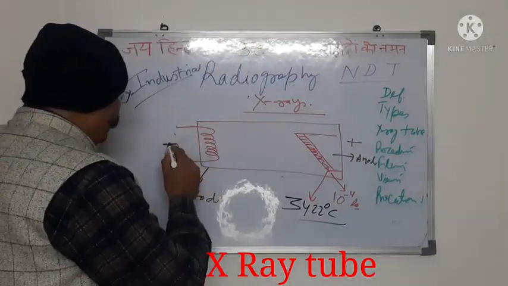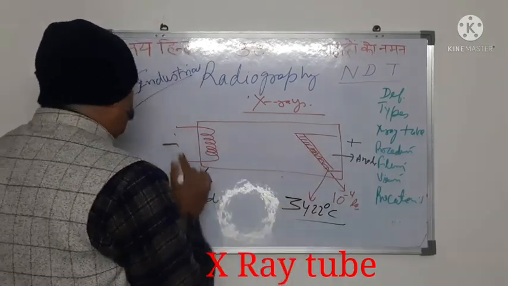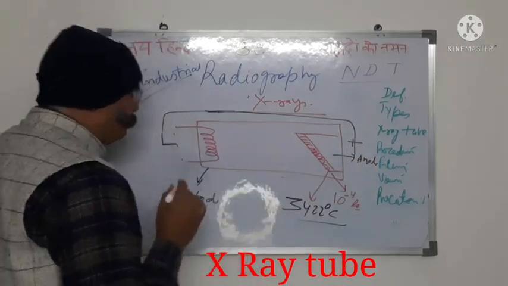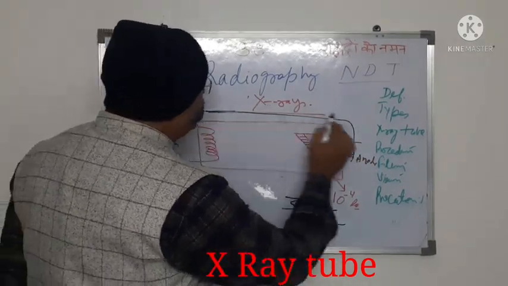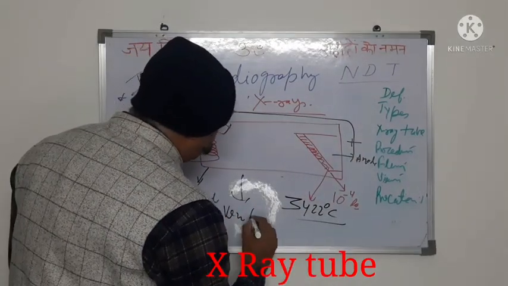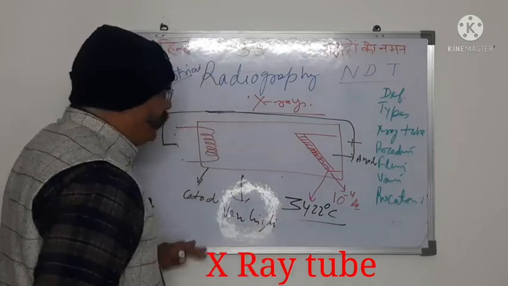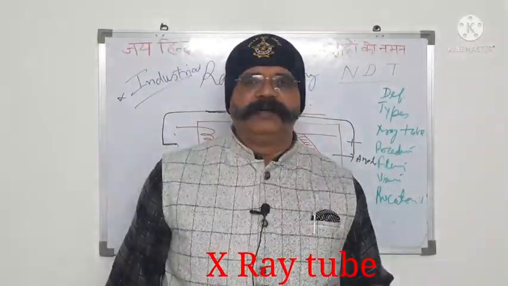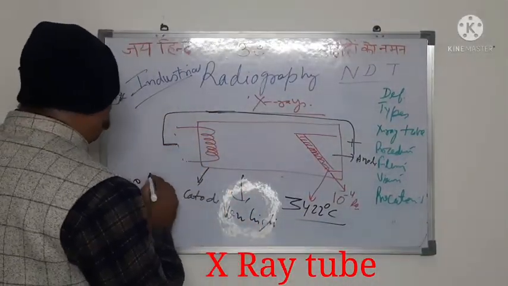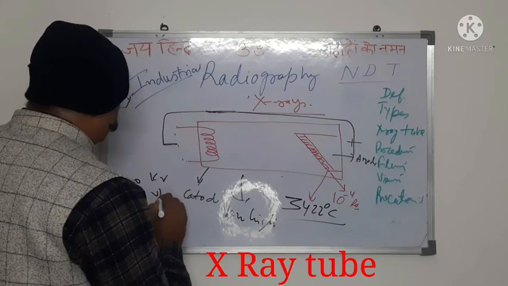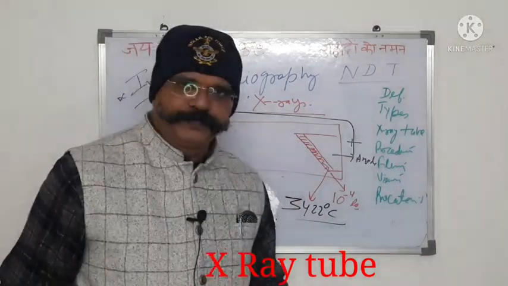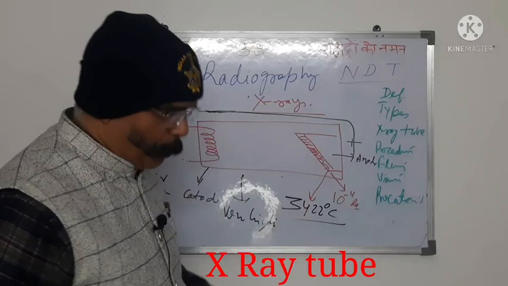When this cathode and anode are connected through an electrical power supply, the potential difference between the cathode and anode is very high. It is not in the range of 250, 100, 300, 400 volts. It is in the range of kilovolts, 100 kilovolts, 300 kilovolts. Like this, the potential difference is maintained between the cathode and anode.